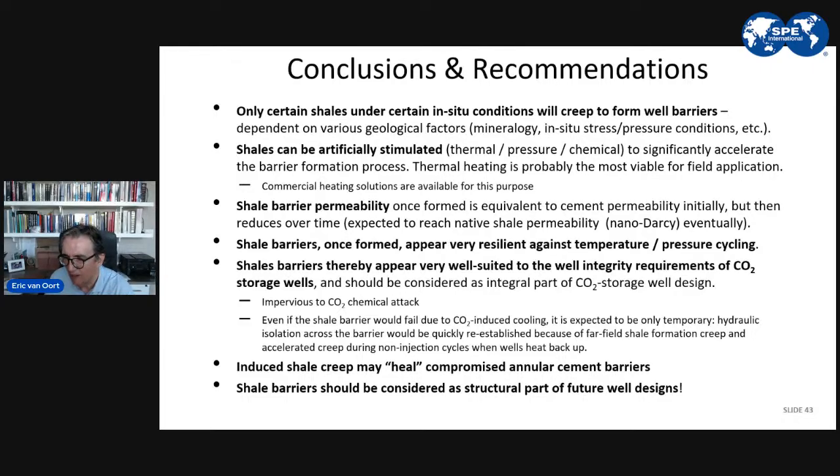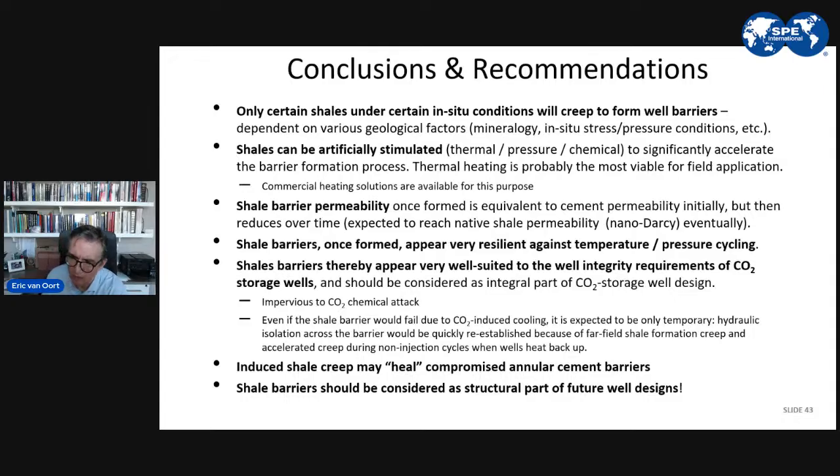And if we could provide well integrity for that period of time, right, that would be fantastic. We always have the concern about how does a cement barrier behave when we extrapolate to 100, 1,000 years and so on. The barriers, once they form, appear to be very resilient against temperature and pressure cycling, as I've shown you. And it therefore appears very well suited for well integrity in carbon storage wells. And basically should be considered as integral part of CO2 storage well design.